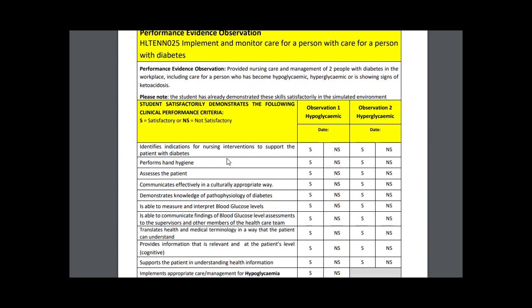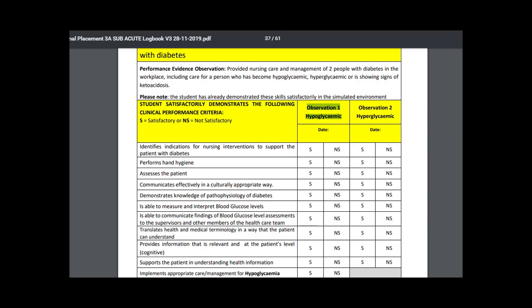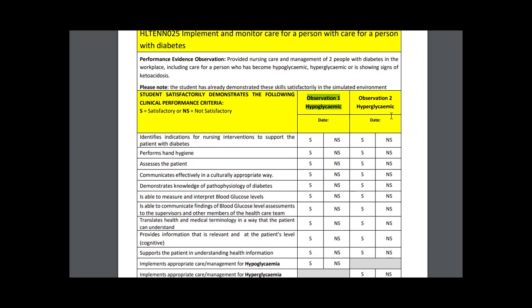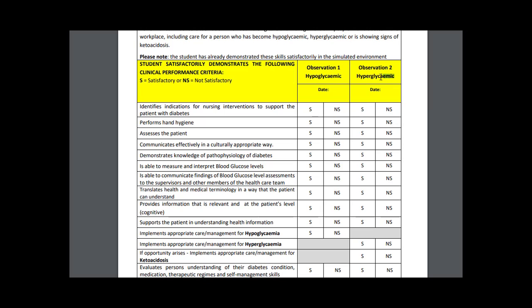The next checklist is the diabetes checklist. So I mentioned earlier that there's a hypoglycemic person that you need to care for and a hyperglycemic person. For this observation checklist, a hypoglycemic person is a person with a blood glucose level less than 4, and hyper is someone who has a blood glucose over 8. So you will see people with probably sugars higher than 8, but not all diabetics will have hypoglycemic levels.